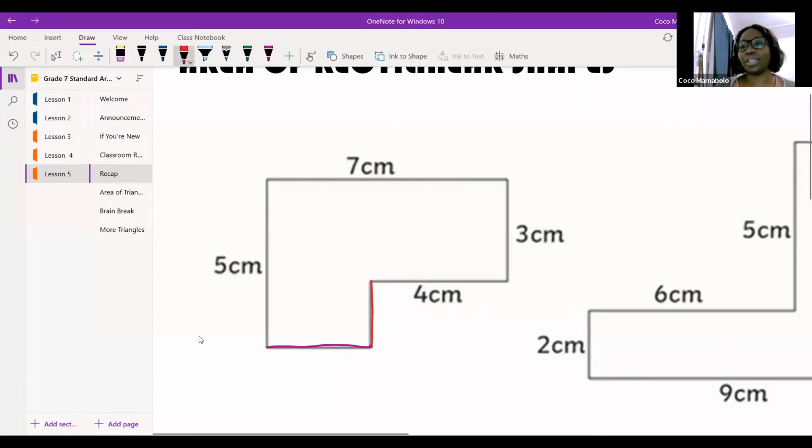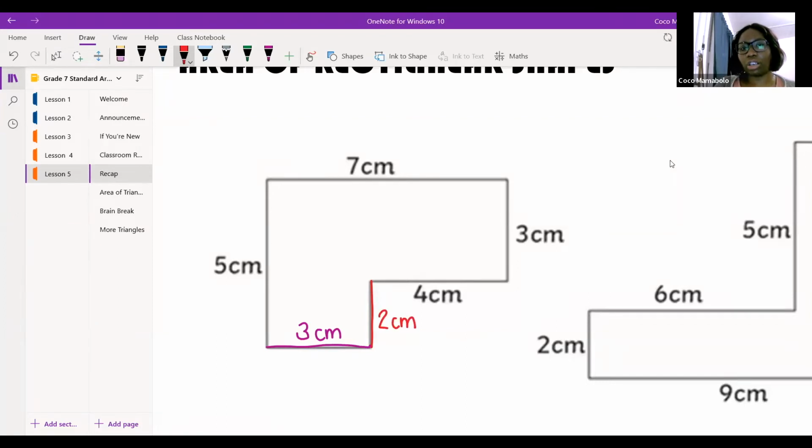Hi, Rolivua. Do you want to help us with these two? Yes, sure. So you get the top length, which is 7 centimeters, and subtract 4 centimeters from the 7 centimeters. Excellent. And that will give us 3 centimeters. Excellent. And how do I get the red side? So you look at the 5 centimeters and you subtract the 3 centimeters from the 5 centimeters, which will get you to 2 centimeters. Well done.